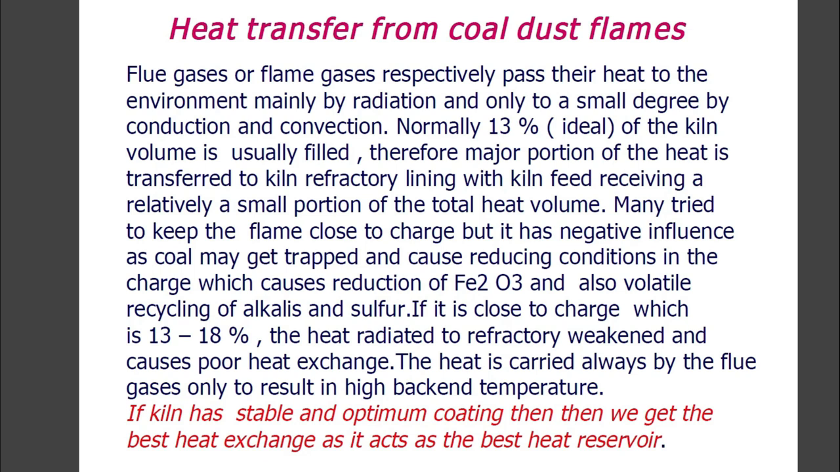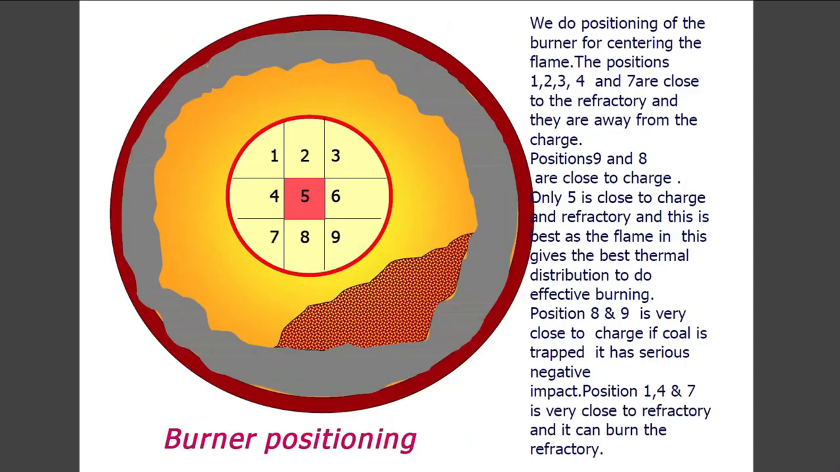If the degree of filling is close to 13 to 18%, the heat radiated to the refractory is weakened and causes poor heat exchange. The heat is carried away only by the flue gases, resulting in a high back-end temperature. If the kiln has a stable and optimum coating, then we get the best heat exchange, as it acts as the best heat reservoir.